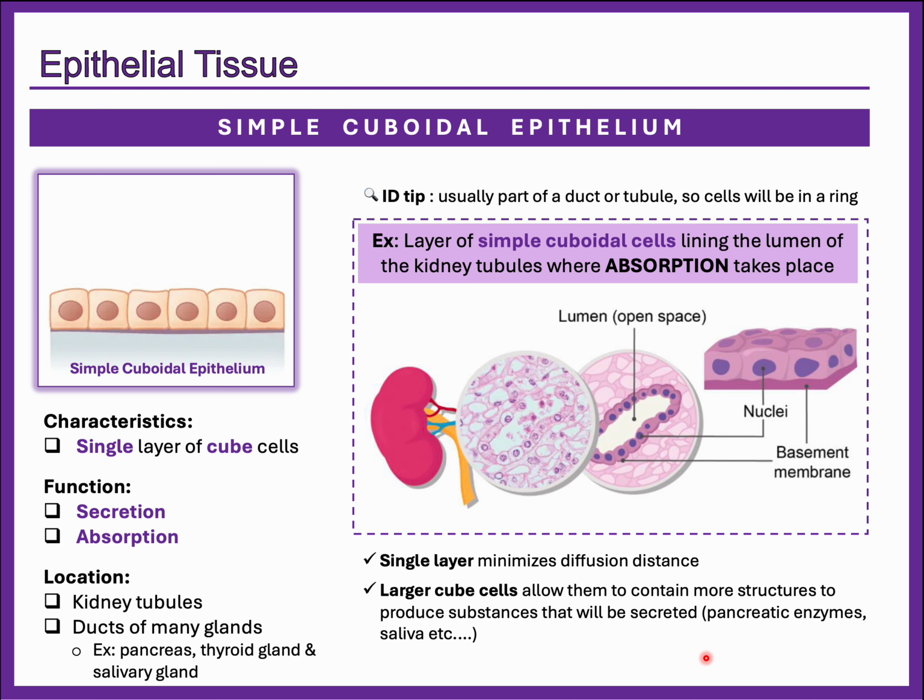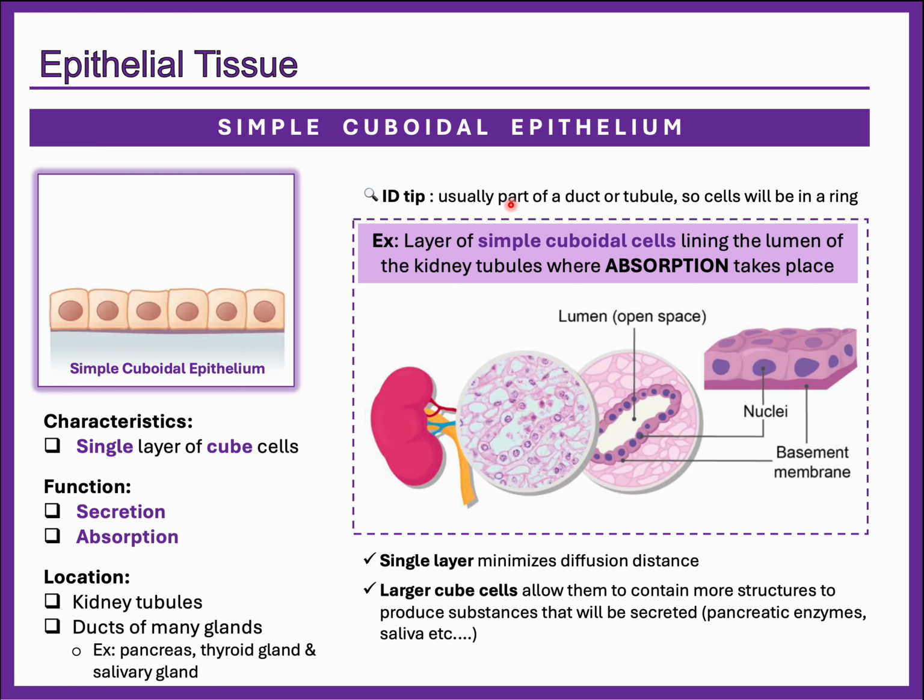So for example, maybe it's the pancreas that's making pancreatic enzyme. Maybe it's the salivary glands making a bunch of saliva. These things are making stuff. So an example of this, the kidney tubules do a lot of absorbing and also secretion. The ducts of many glands, all the glands you think of, this is probably the one I want you to remember. When you see this, many glands have this simple cuboidal: pancreas, thyroid gland, salivary gland.